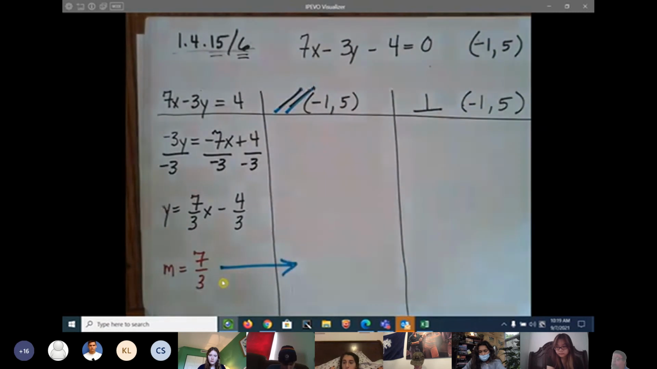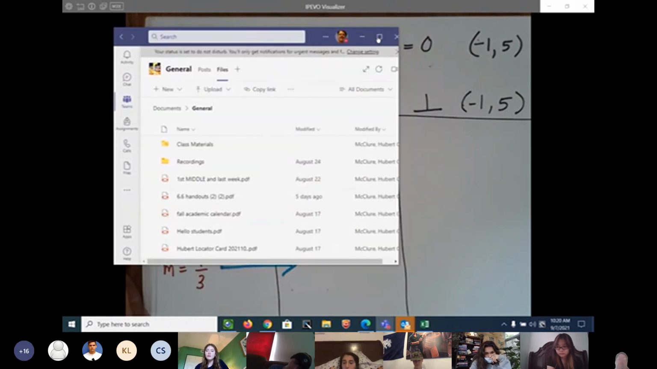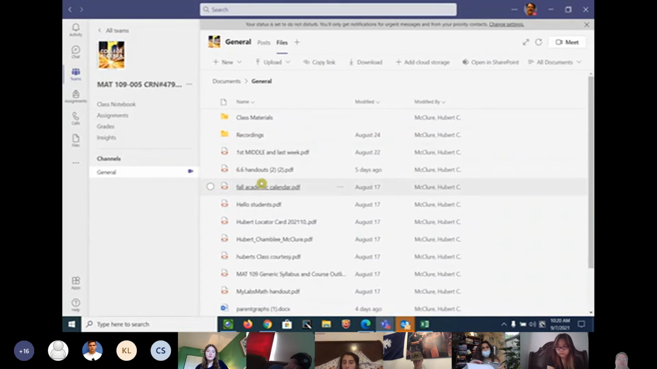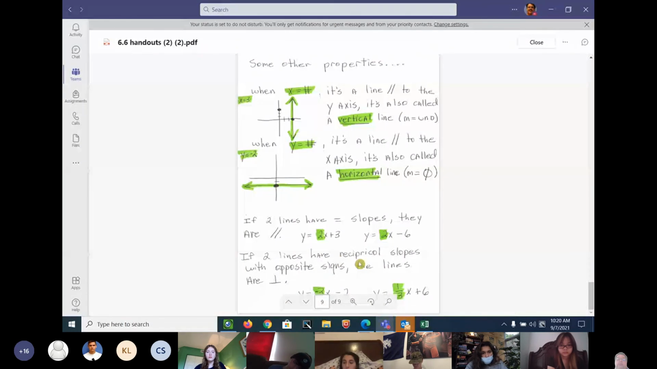parallel. What is the law of parallel lines considering the slope? Somebody tell me. Remember I gave you your 6.6 handouts right here. Yeah, I'm going to throw it back in your face. See there? What does the last page say about slopes, about when you're doing parallel and perpendicular lines? Right here.